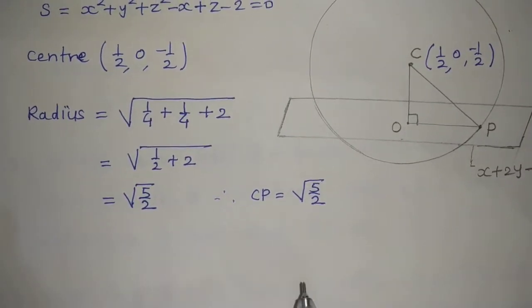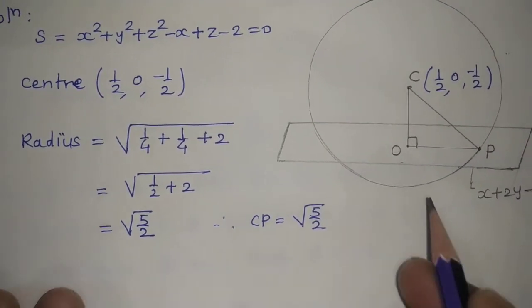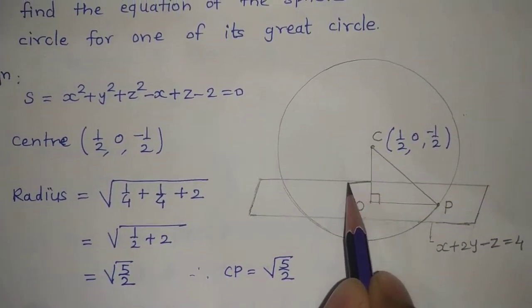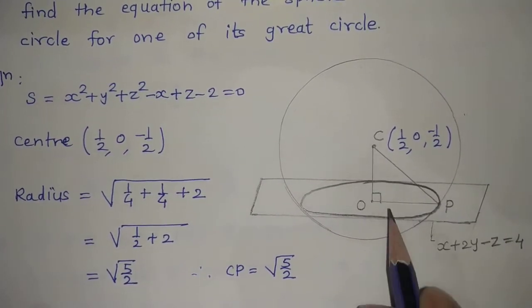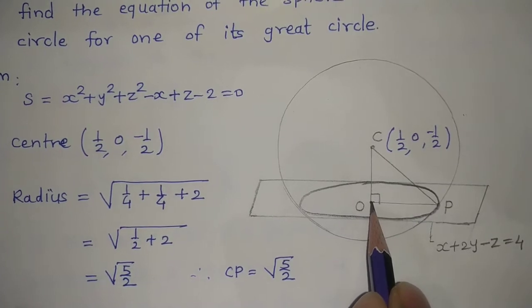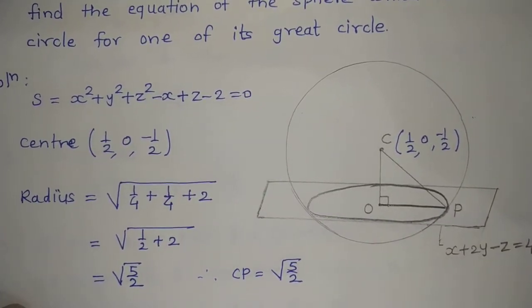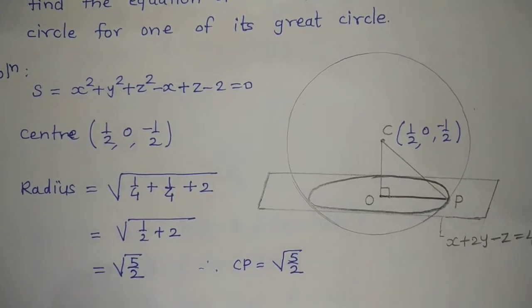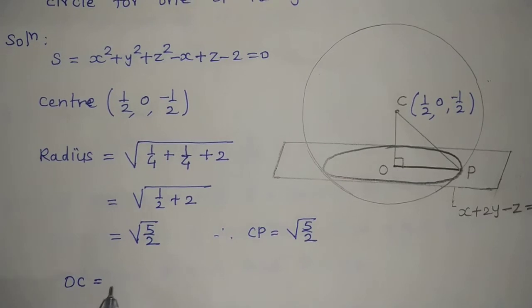Now we have to show that the radius of this circle, which is the intersection of the sphere with the plane, is unity, that is 1. So you are asked to show that this distance is unity. So let us calculate OC, which is the perpendicular distance.